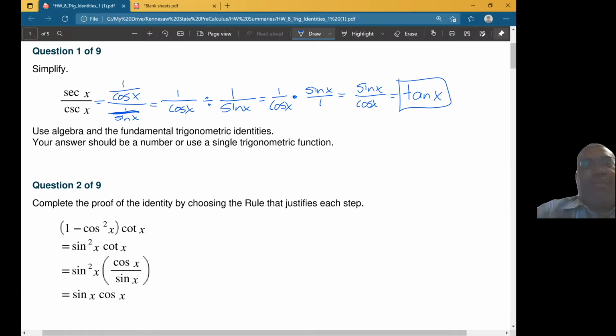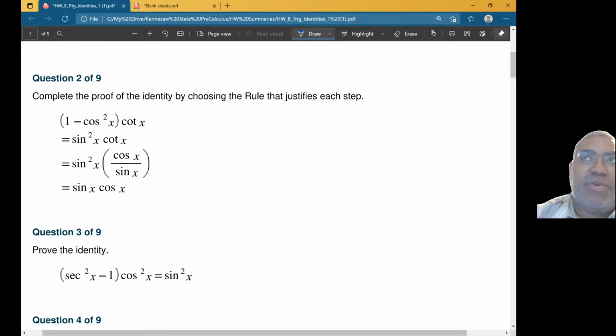I'm going to try not to move too fast, but I have to admit, this topic is where I really fell in love with math. Logarithms, I kind of started liking it, but this is where I really fell in love with it. So let's go ahead and move on.